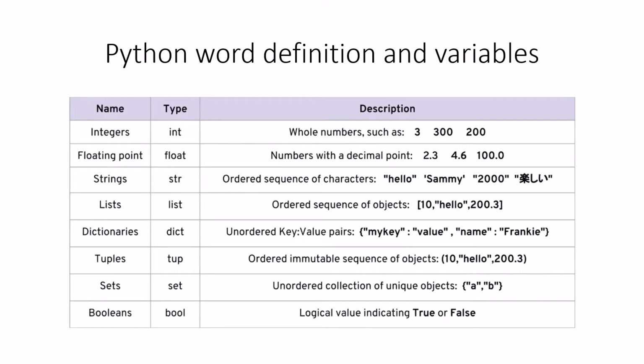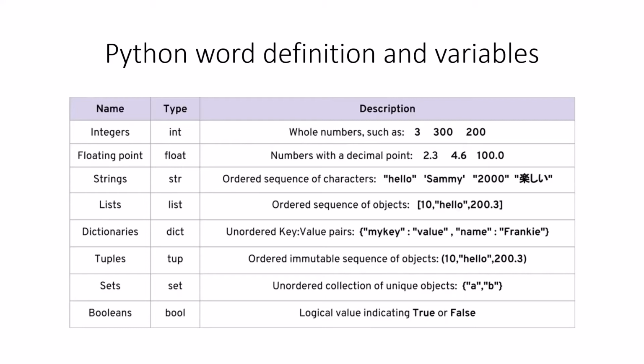Then we have string, which is an ordered sequence of characters, which you can see: Hello, Sammy, 2000, or any other language. I just wanted to put that so you know it could be anything, not just letters in English or numbers. It could be any language. Then we have lists, which are basically lists: an ordered sequence of objects. It could be letters or numbers or floating points. So there are no limitations on lists.